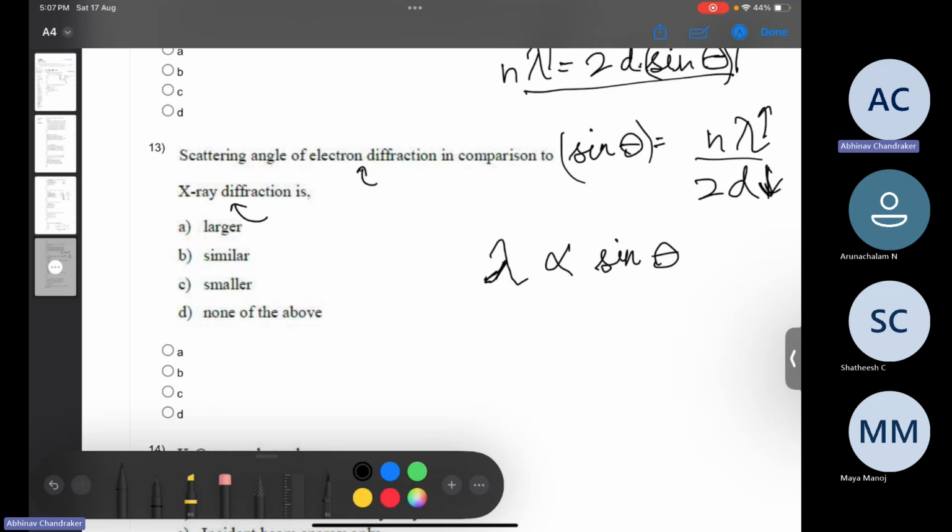What should the answer be? For electron diffraction, lambda is lower, so theta also should be lower, right? That's why in case of TEM, we get thetas which are approximately 1 degree or less than that. So the correct answer will be smaller.